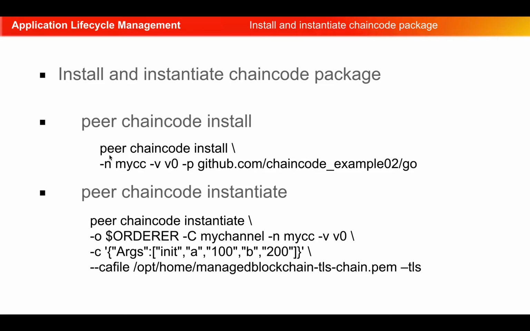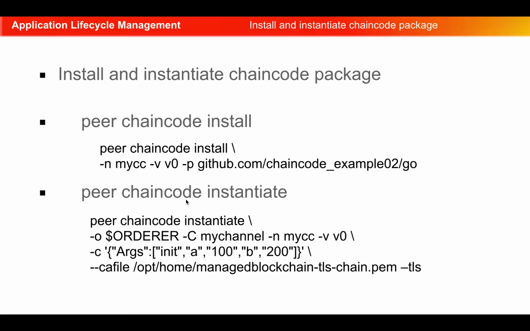As you can see in this command, peer chaincode install, you have -n, which is the name of the chaincode, and -v is the version of the chaincode that has to be installed, which we have specified as v0, which is version 0, and -p is the path of the chaincode. So this is the command that is used to install the chaincode on the network.